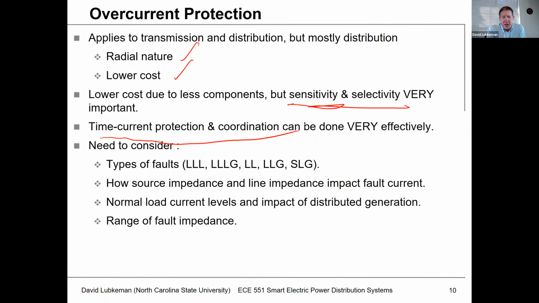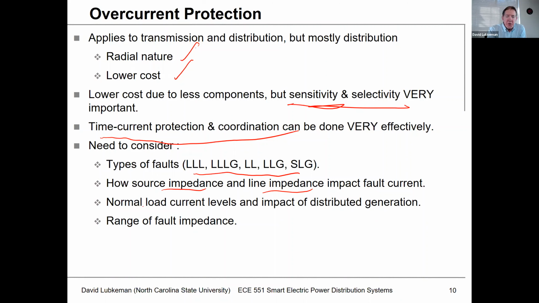And so as far as the information we need in order to do this sort of protection settings, we need to consider the various types of faults that occur. We talked about this in a previous lecture: line-to-line faults, line-to-line-to-line faults, single line to ground faults, etc. And then once we know the source impedances and the line impedances, then we can calculate what types of currents are going to occur due to the faults and what types of currents the relays are going to be seeing.